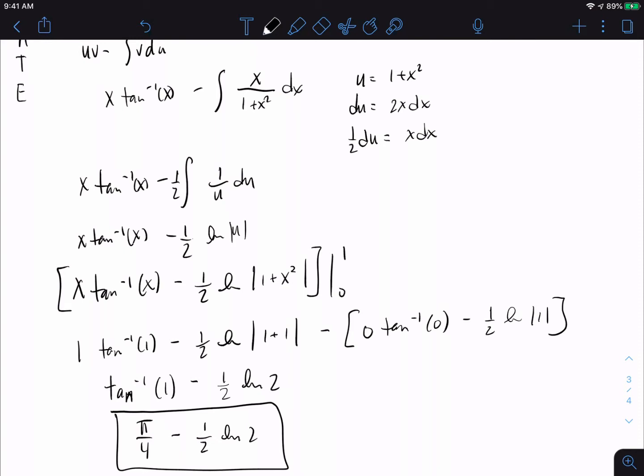Would the answer still be accepted if it wasn't converted to radian? So we're talking about inverse, right? You could have called it 45 degrees, but 45 degrees isn't a number. So typically when we're dealing with inverse functions, we go to radians. Okay.